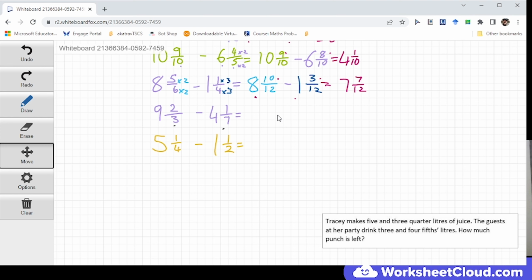All right, so I want to make my denominators 21. To make a 3 into 21, I'm going to times it by 7, and yes, it's going to get stuck in your head: what you do to the bottom, you do to the top. What you do to the top, you do to the bottom. So my first mixed fraction is now 9 and 14 over 21. My second one, let's use yellow. Times by 3, times by 3. So minus 4 and 3 over 21.